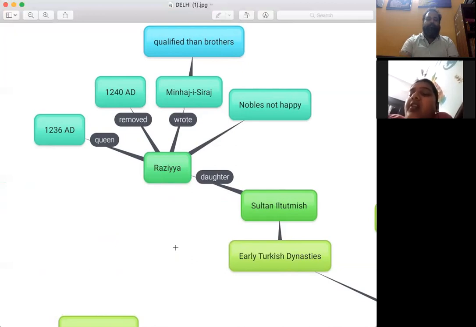Okay, I was confused that Sultan Iltutmish died soon, then she became the queen in 1236 AD. Yes, after the Sultan died, she became queen. Okay, but sir, there is not much detail about Sultan Iltutmish in the book.